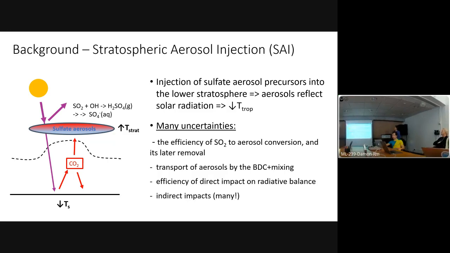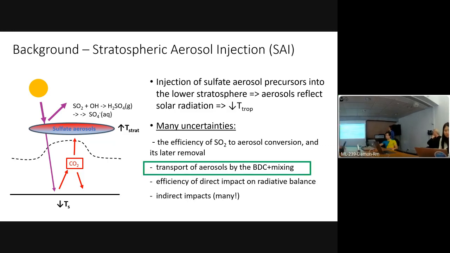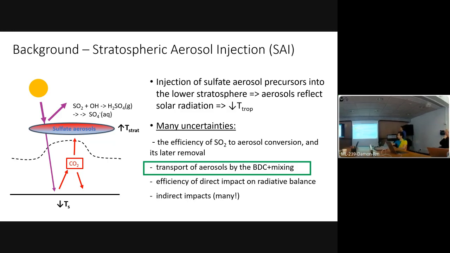There are also uncertainties in how much cooling you get for a given amount of aerosols in the stratosphere, and uncertainties in many of the direct and indirect impacts of SAI, for instance on atmospheric circulation and clouds. What I'm going to focus on today is the second uncertainty, associated with the transport of aerosols. Even though I'm highlighting this one, this uncertainty is going to ultimately affect all the other uncertainties, as these processes are ultimately connected.